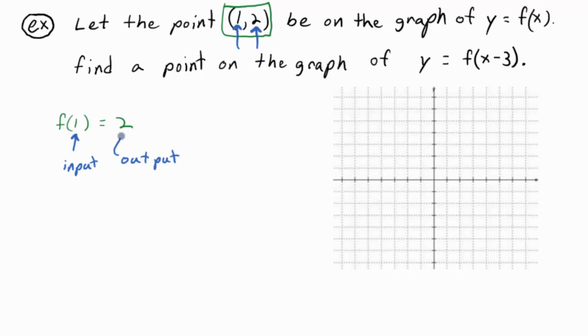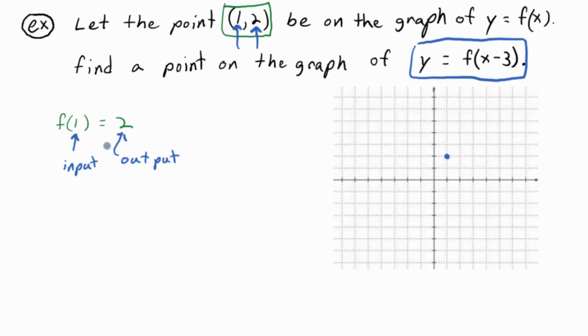So let me graph on my little graph paper here. Let me graph that. 1, so over 1, up 2, right here. Okay. Now, what would be the corresponding point? We're not given a formula. All we're given is that (1, 2) is on the graph of y equals f of x. What would be the corresponding point on the graph of y equals f of x minus 3?